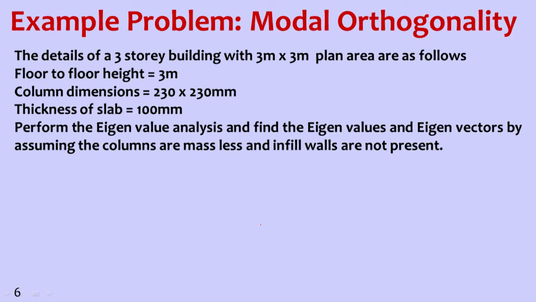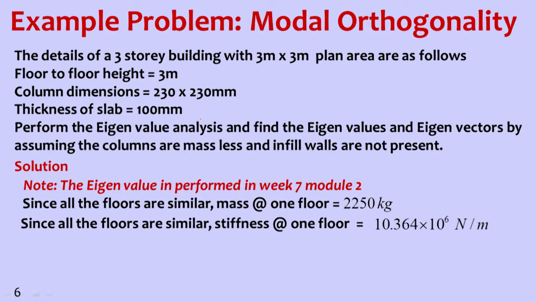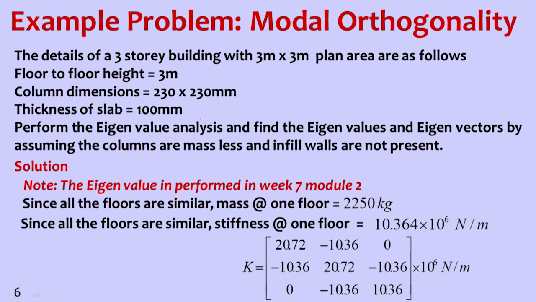Now let us look at the problem and try to understand it using numerical values. The structure is the same example we solved in the earlier class. We know that in week 7 module 2 we already performed this eigenvalue analysis. So we get the stiffness matrix and the mass matrix. You can clearly see that the mass matrix is already diagonal, so the off-diagonal terms are 0, but the stiffness matrix has some off-diagonal terms.